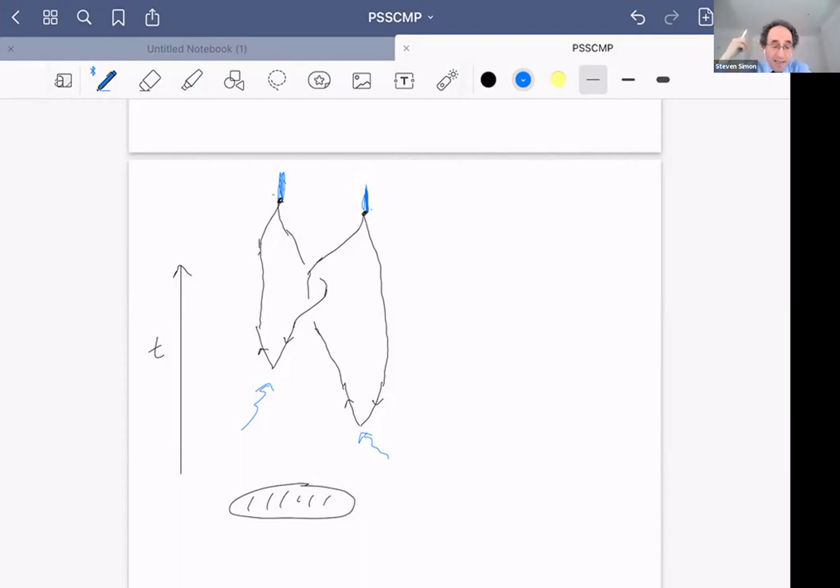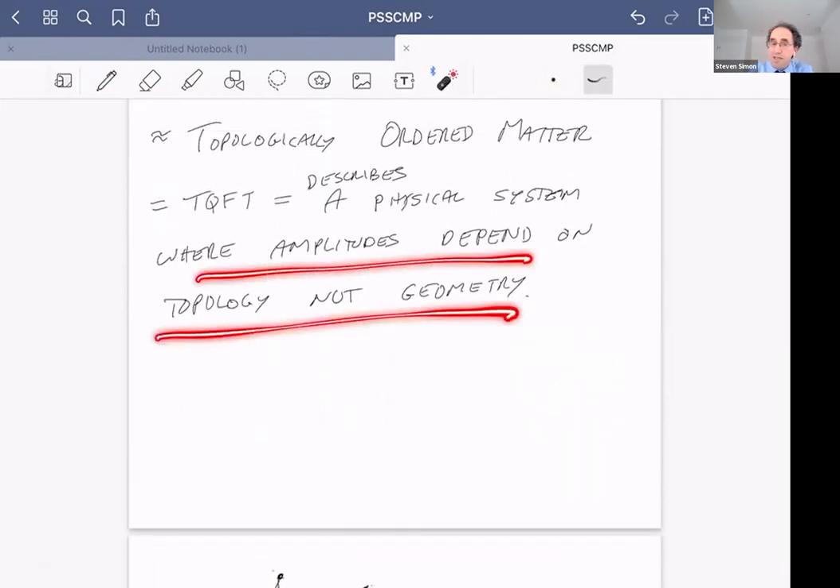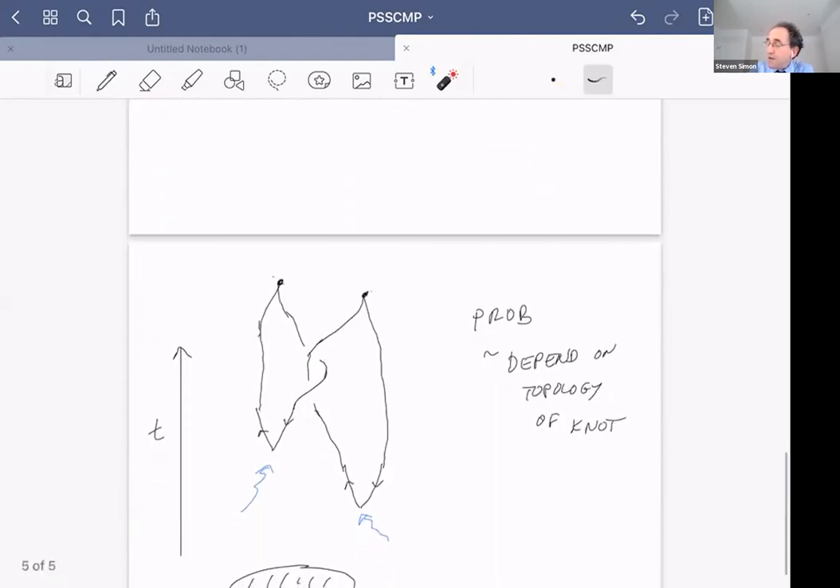So that actually shouldn't surprise us. What is surprising is that in a topological quantum field theory, the probabilities depend only on the topology of the knot. The amplitudes depend on the topology of the knot. So we'll go back and look at our definition again. A physical system where amplitudes depend on topology, not geometry. So the probability, or the probability amplitudes, depend on the topology of the knot only.